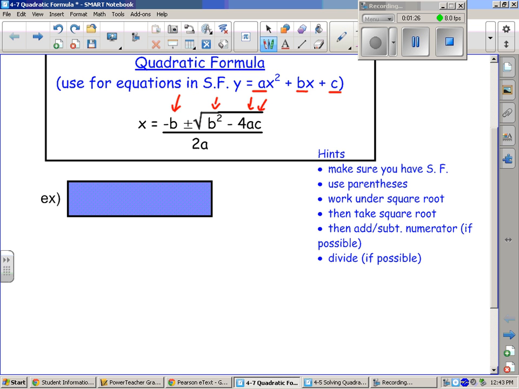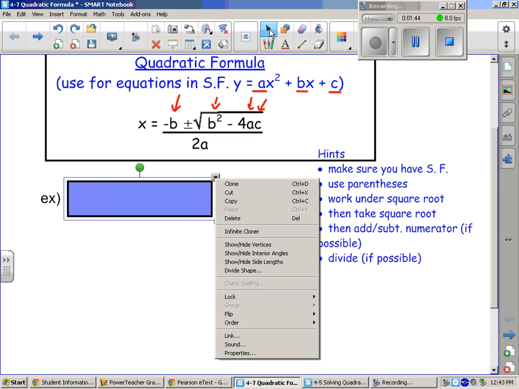All right, so here are the hints. Make sure you have it in standard form. That's the form up above. Use parentheses because the negatives will really mess you up. Work under the square root first, and then take the square root. Then you want to add or subtract those numbers. And then at the end, you can divide by the 2a. Using heart surgery. Yay, heart surgery.